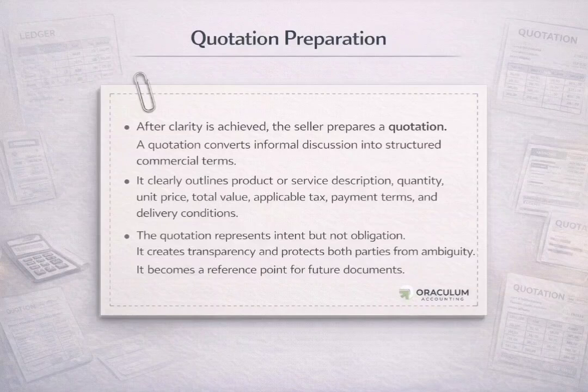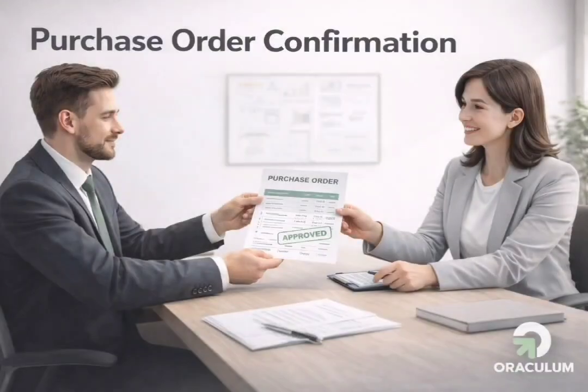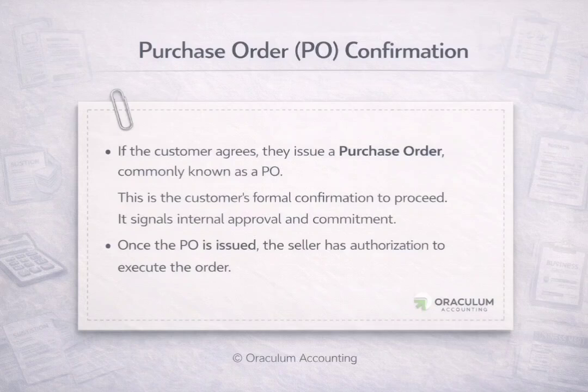If the customer agrees to the quotation, they issue a purchase order, commonly known as a PO. The purchase order is the customer's official confirmation to proceed. It indicates internal approval and financial authorization. At this point, the transaction moves from negotiation to commitment. The PO gives the seller confidence to execute the order. It reduces cancellation risk and acts as legal evidence of agreement.